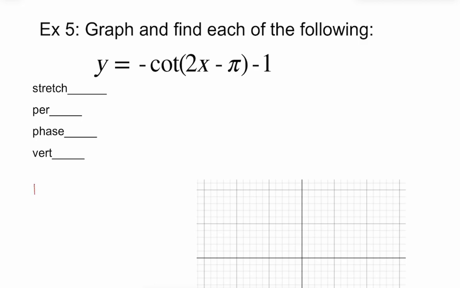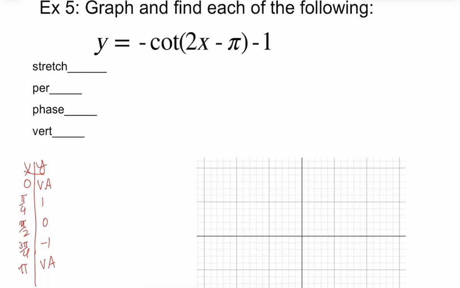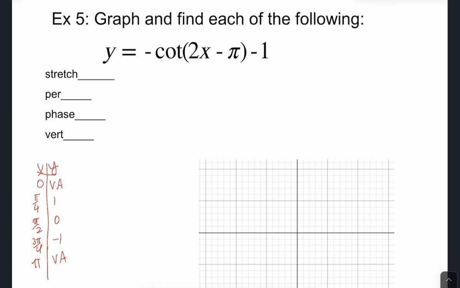Okay, so let's write down the original chart for the parent cotangent. At 0, we have a vertical asymptote. At pi over 4, we are at 1. At pi over 2, we are at 0. At 3 pi over 4, we are at negative 1. And at pi, we have a vertical asymptote. Okay, so that's our parent cotangent function.